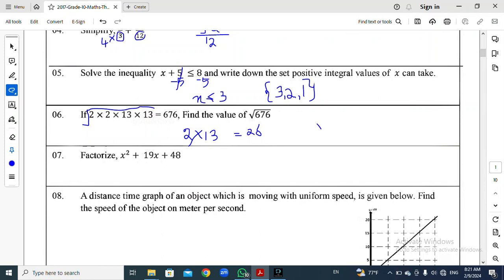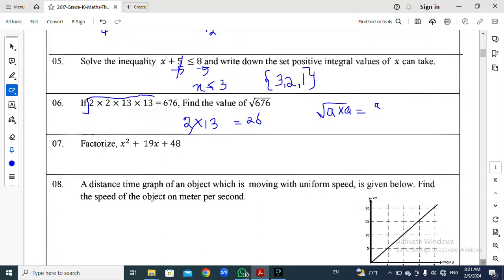I'll give the idea like this: square root of a into a, that's equal to a. So that is the idea. So here square root of 2 into 2 is equal to 2, square root of 13 into 13 is equal to 13. So at last we have to multiply.